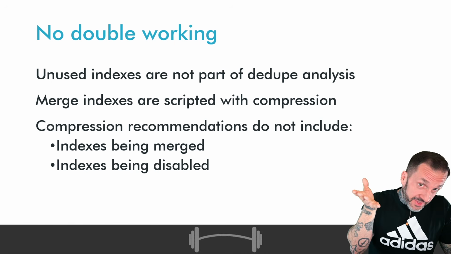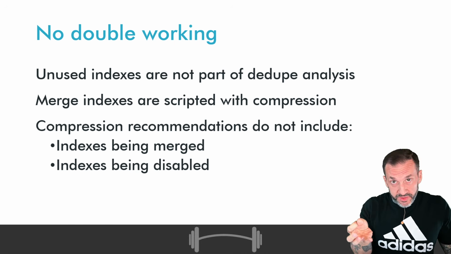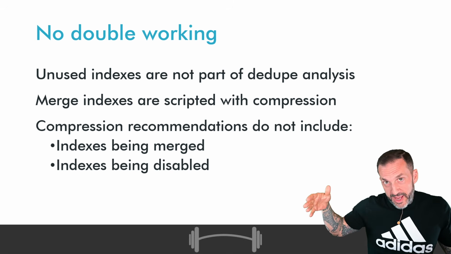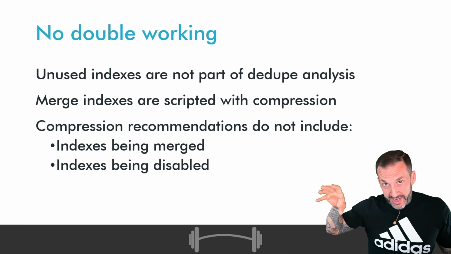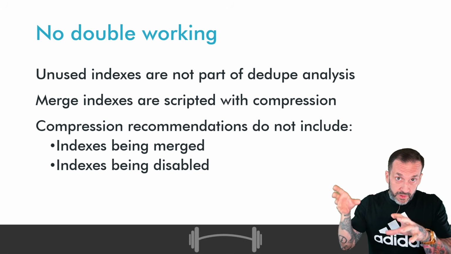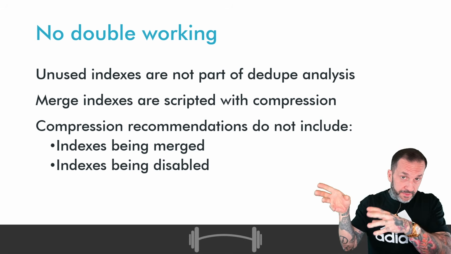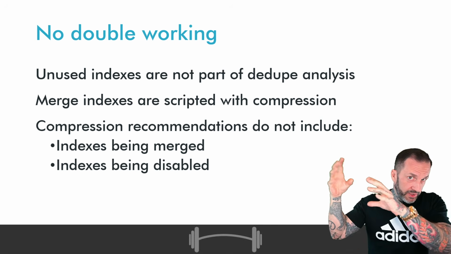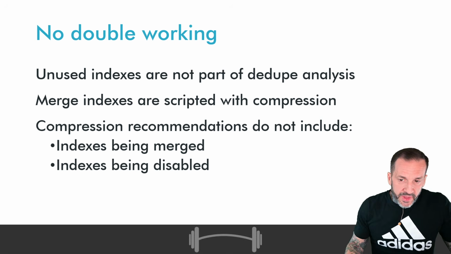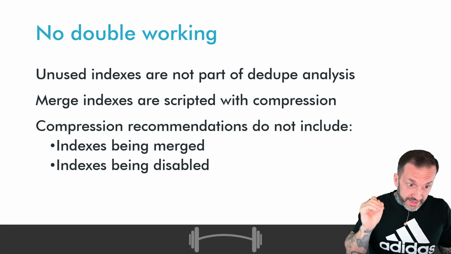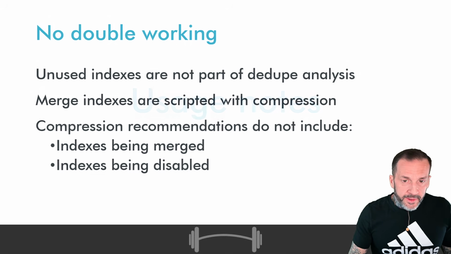So, again, server uptime is pretty important for this. You want to make sure that your server has been up for at least a couple weeks of uptime to make sure that you have a good amount of index usage information in there. Any indexes that get merged will already have compression scripted into them, so you won't get a separate compress this index because you already compressed it when you did the merge. And compression recommendations don't include indexes being merged or indexes being disabled for any reason.